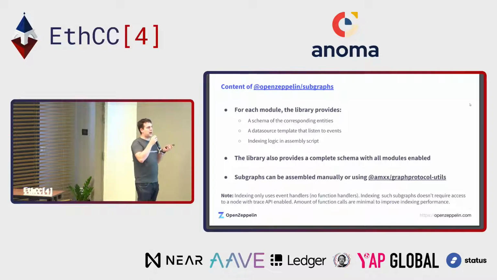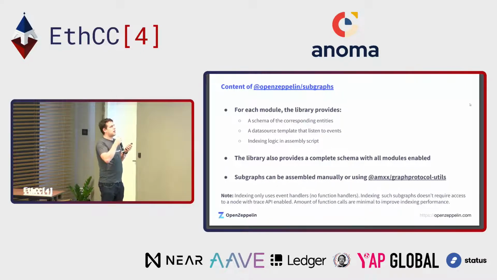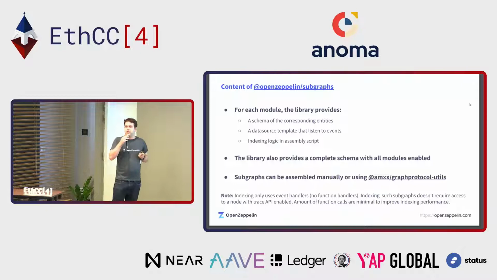We also have a pre-compiled schema with all the modules enabled if you don't want to rebuild your own, because that can be a bit painful. And the subgraphs can be assembled either manually or they can be created procedurally using this toolkit that I'm also providing. It's external to OpenZeppelin, but it's working hand in hand with OpenZeppelin Subgraph. And note that I use the advice that I provided earlier, meaning that all these modules that I'm providing only use events and as few function calls as possible, so that I try to guarantee the best possible indexing logic when creating subgraphs.